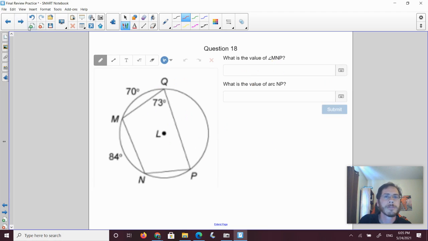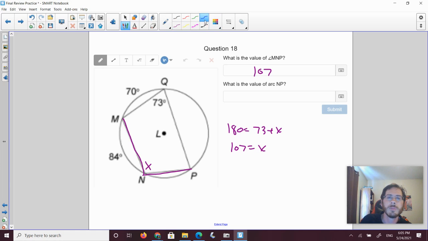All right, moving on to 18. So we got to find the value of angle MNP. So we have the rule where if we've got an inscribed quadrilateral, whatever this is, I'll just call that x, has to add with what's opposite it to be 180 degrees. So 180 has to equal 73 plus x. So that means that 107 has to be x. So MNP is 107 degrees.